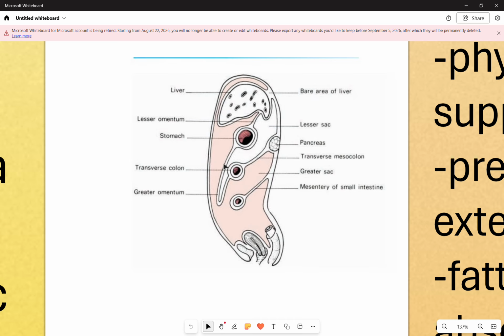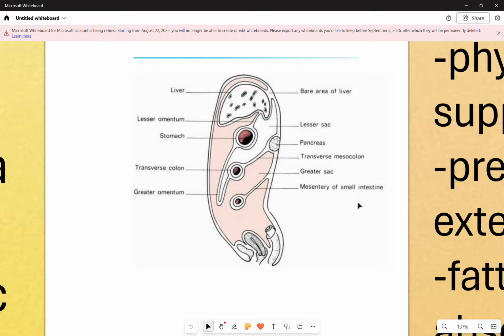Now this greater omentum is lying in front of the intestine and just beneath the abdominal wall muscles. And there is a fluid over here, peritoneal fluid, which helps for lubrication of the intestinal movements and the omental movements. So this is the description of the greater omentum.